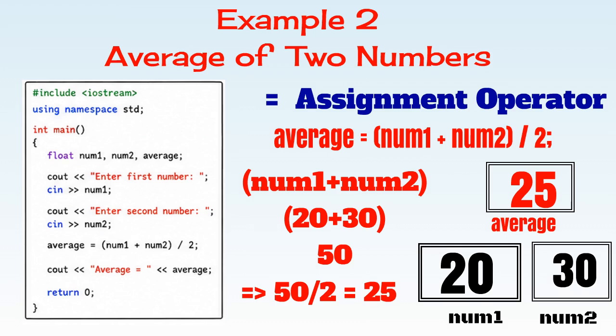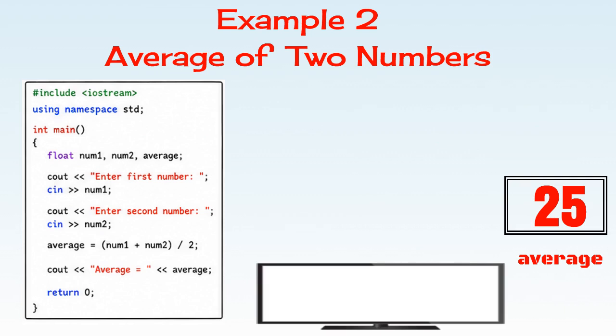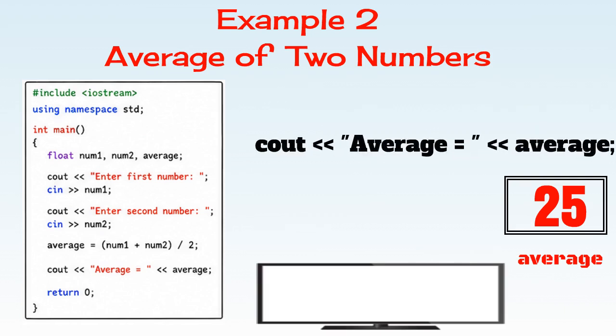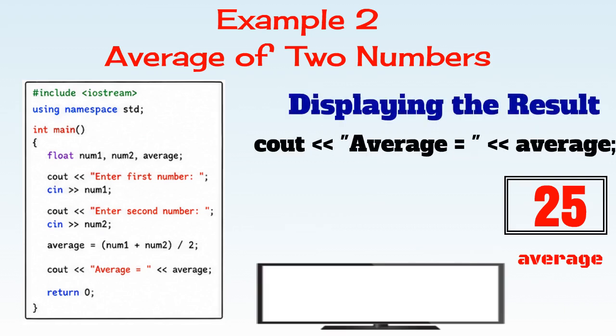We need output again. The final output line is count average. Notice anything different? This line is unique because it utilizes the extraction operator twice in a single command. It is chaining the stream. You can queue multiple discrete pieces of data onto the conveyor belt in a single instruction.